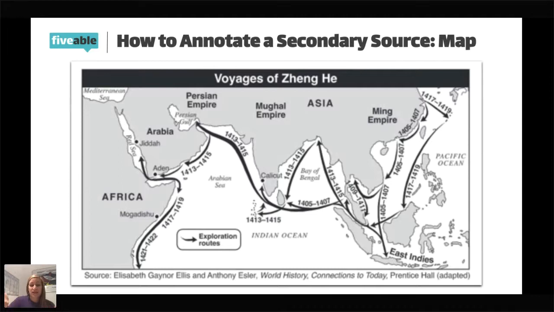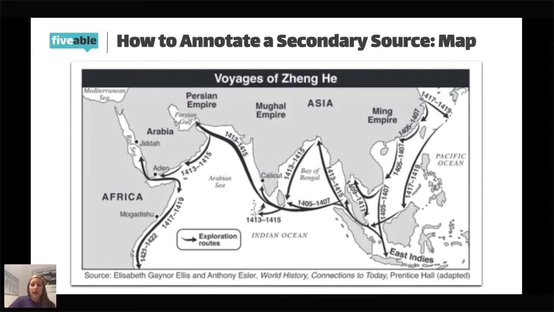So if this was a text and it was saying in words, Zheng He left the Ming Empire, went through Southeast Asia, South Asia, the Persian Gulf, the east coast of Africa, those would be our evidence. So the map and the points on the map of the exploration with those routes would be our evidence. So we would think of a main point: the voyages of Zheng He went throughout the Indian Ocean, establishing contacts with various peoples across the Indian Ocean, and then using those as our evidence.